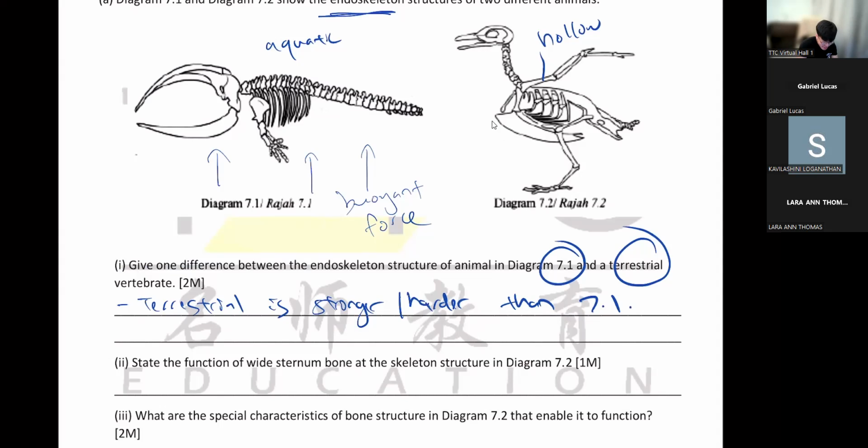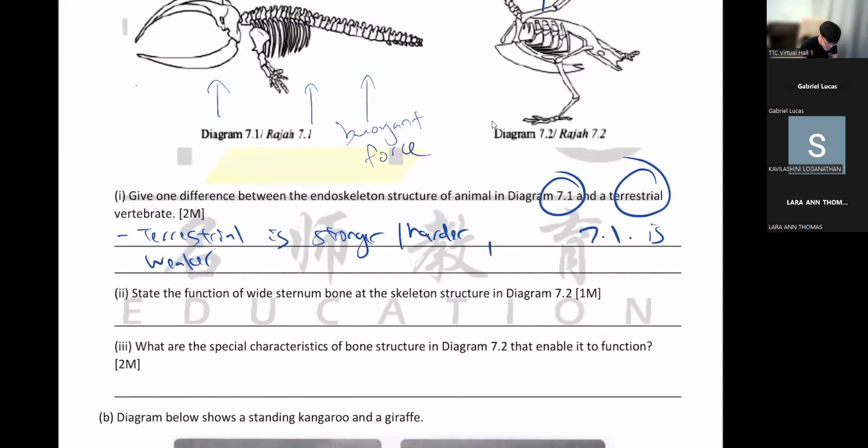They didn't ask why lah, but they have 2 marks here. So okay lah, you can say terrestrial is stronger if that's the case lah. 7.1 is weaker. Okay, have weaker bones. You want to write it this way also can. Because I don't see how they give 2 marks here, since they didn't ask to explain. Okay, if they ask to explain, right, why? Because terrestrial animal needs to withstand gravity, but your aquatic, which is 7.1, they are supported by buoyant force. Okay, they are supported by buoyant force, so that's why they can grow to such a big size.